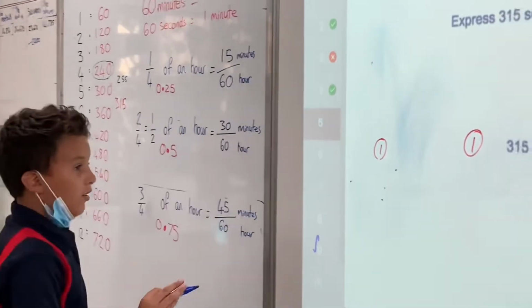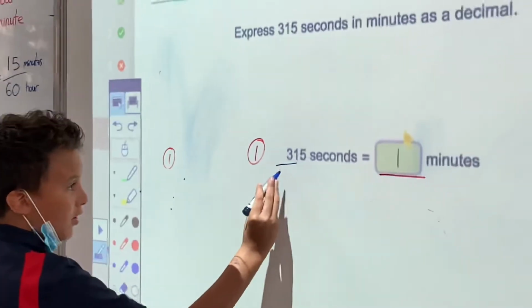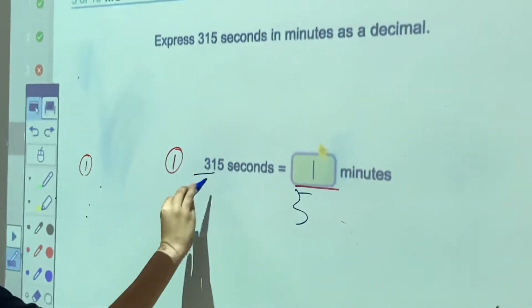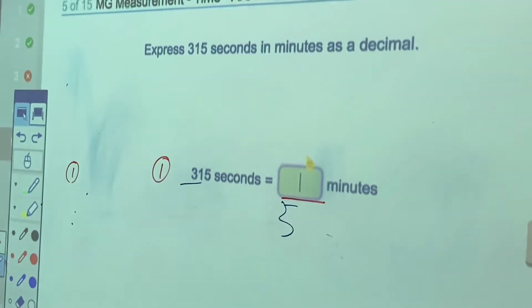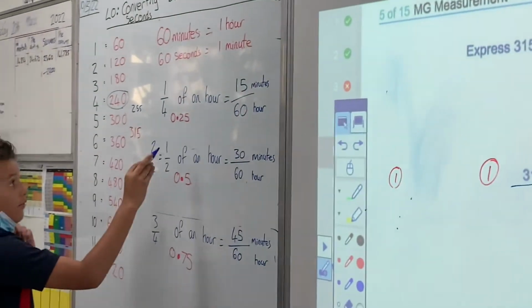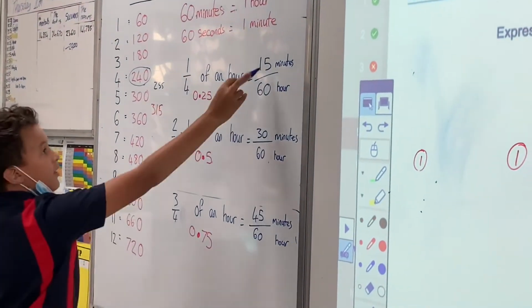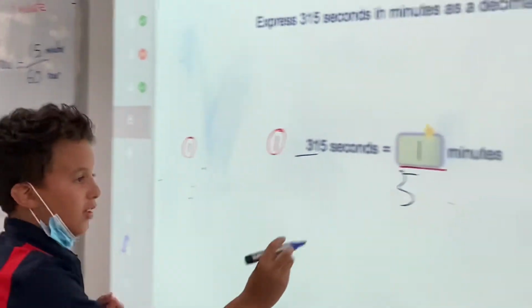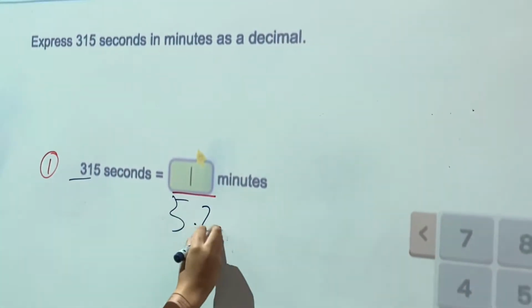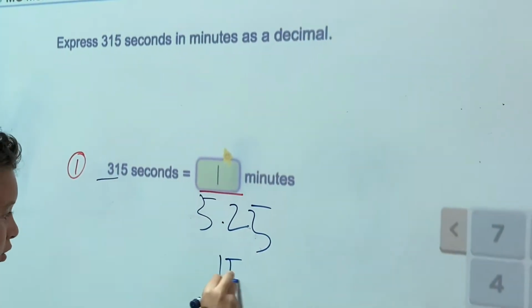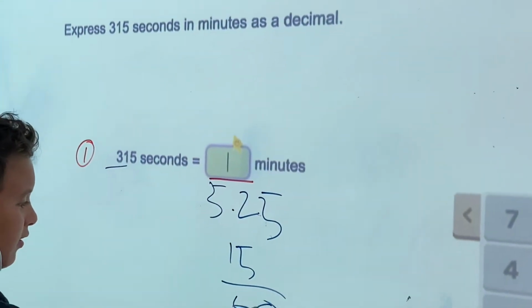So now I know that 300 is already 5 minutes, so I'll put that down. And there's an extra 15. And the 15, we also wrote this down, 15 is equal to 25. And it's 15 over 60. So first, now you do this. Or you could do 15 over 60.